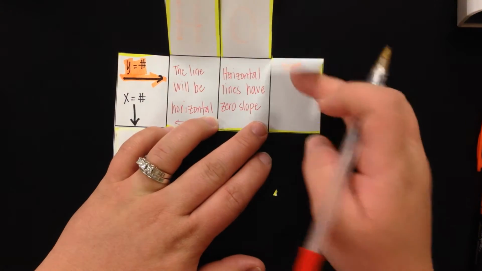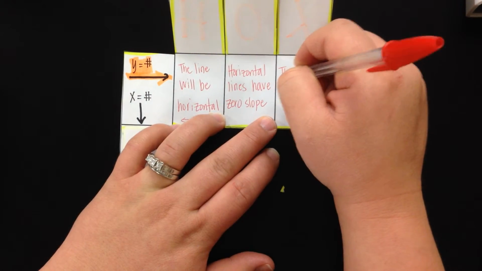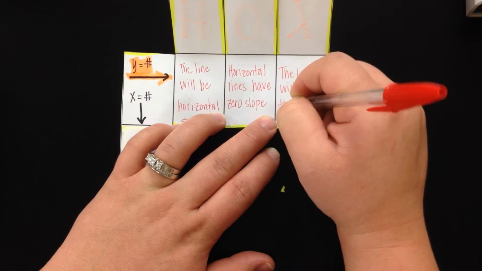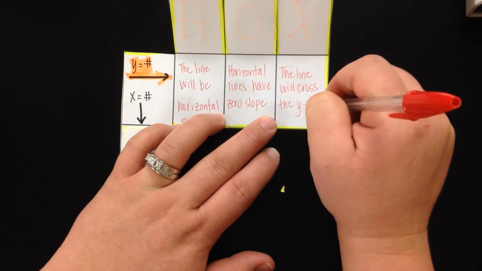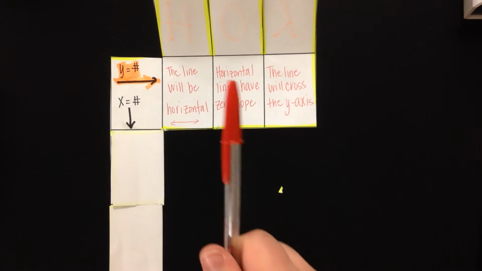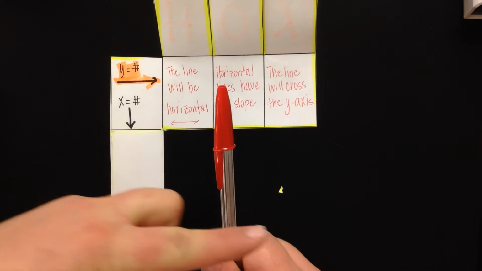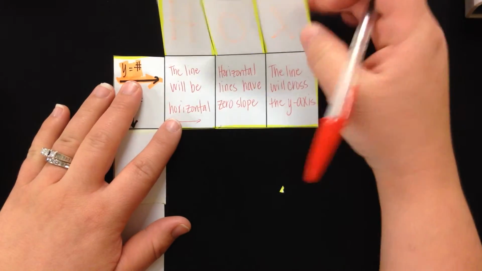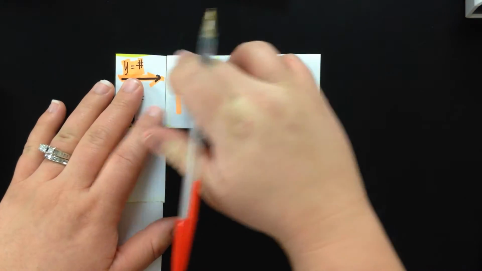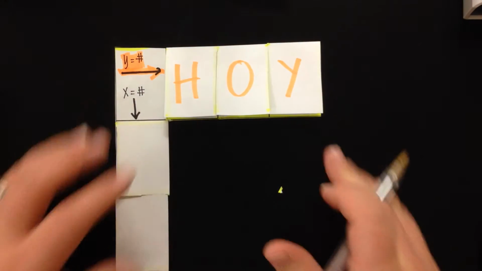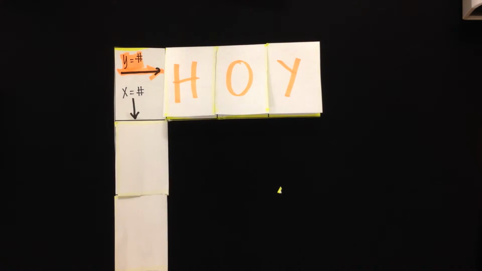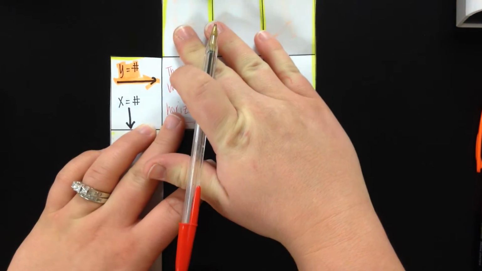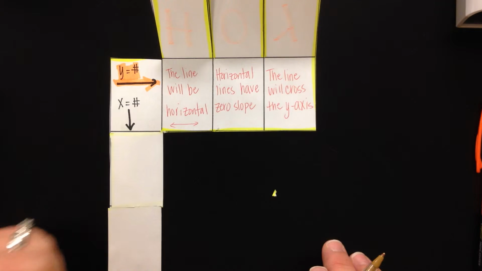And then the Y is to remind you that the line will cross the Y axis. Okay, remember that Y axis is up and down, so my line is going to go through the Y axis. It's horizontal. Okay, so H-O-Y. Help that let you remember that when Y equals a number, think horizontal, think 0 slope. It's going to cross the Y-axis. Any of those you need me to keep open or repeat?